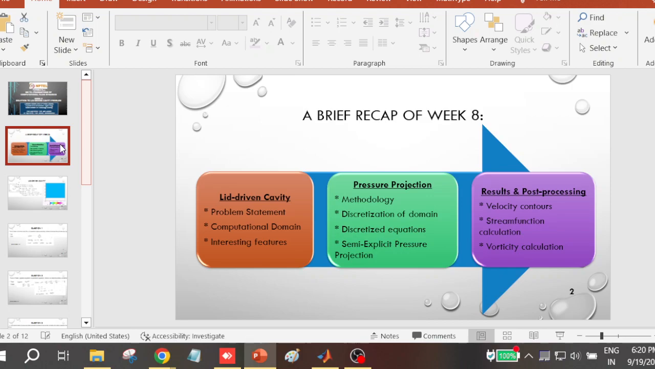And this is not only applicable to lid driven cavity, this is applicable to all fluid mechanics problems. Okay, and then finally we also saw how we post process our results so as to make a scientifically relevant and an engineeringly relevant movie, or else you can say story. Both mean the same anyways.